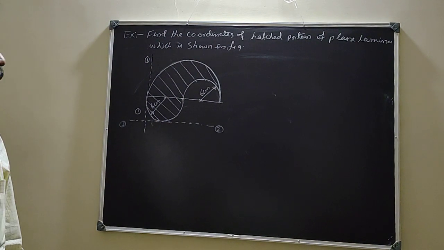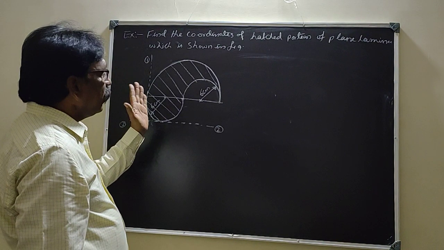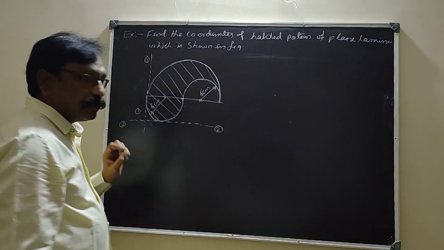For this, we will have to find out the centroidal distance. Now here it is neither symmetrical about the y-axis nor about the x-axis. Let us calculate first.